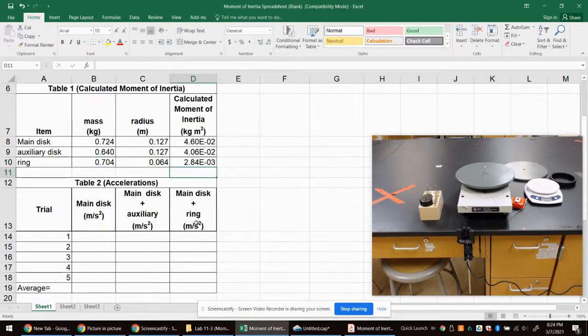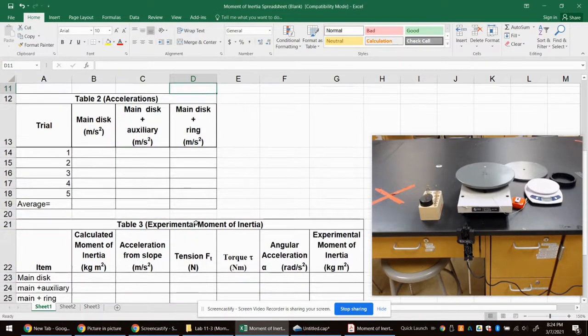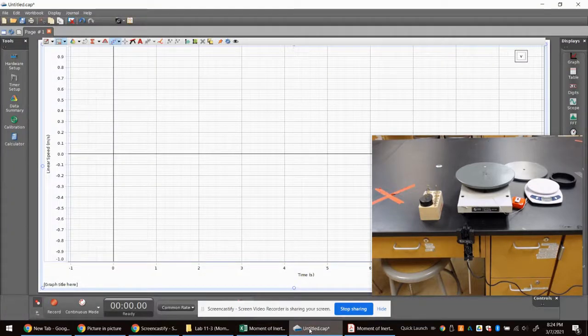We have our values. Now we're going to measure the accelerations experimentally that these disks have. I'm going to do a few trials of each to show how we would do this, and then I will provide you with more data afterwards, so you don't have to watch how to do each one of these. So we're going to start off over at the linear speed.